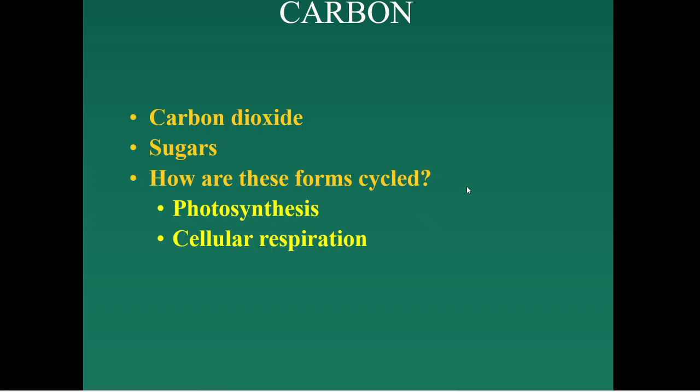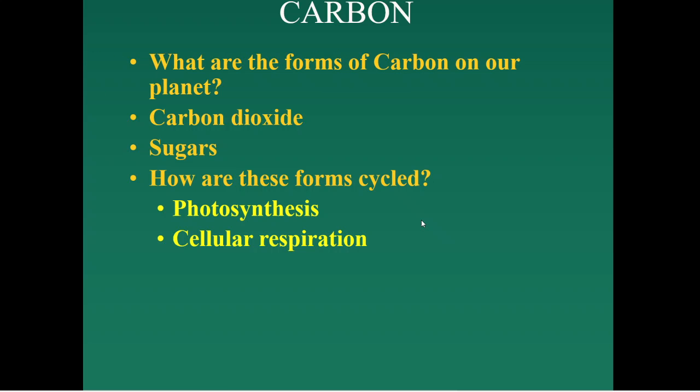The first one we're talking about is carbon. We're actually just talking about carbon and nitrogen, our biggest ones here. Carbon in the environment can be carbon dioxide. It can be in sugars, like C6H12. How are these forms cycled? Through photosynthesis and cellular respiration, which we learned about. Plants take in carbon dioxide and let out oxygen, which we breathe in, and then we breathe out carbon dioxide. Those are the forms of carbon on our planet.